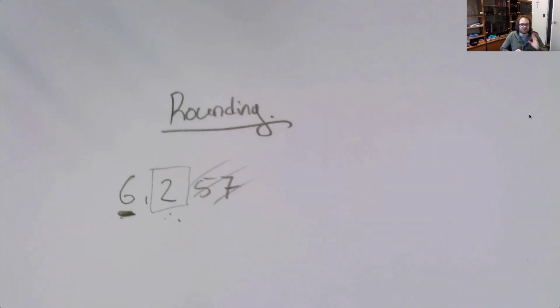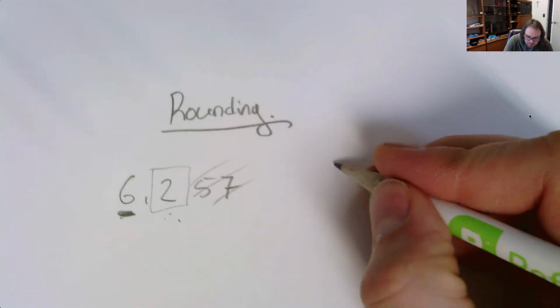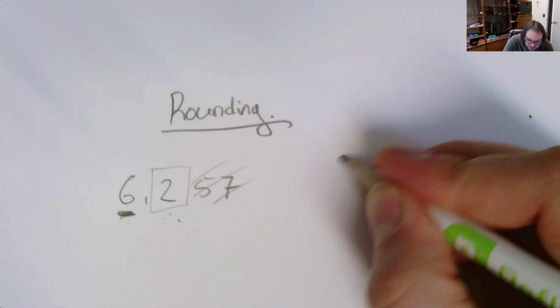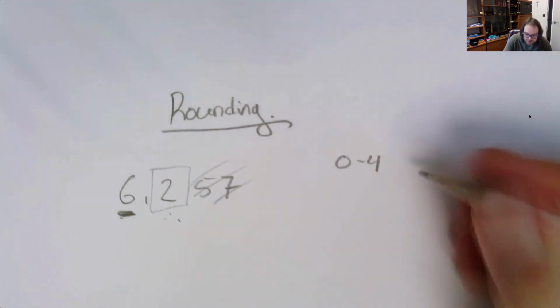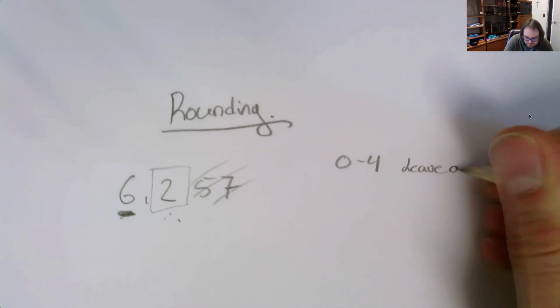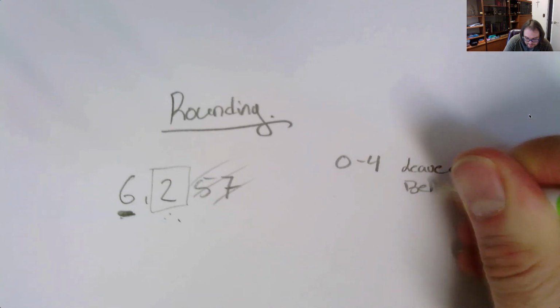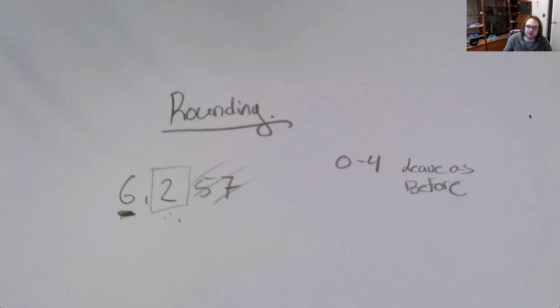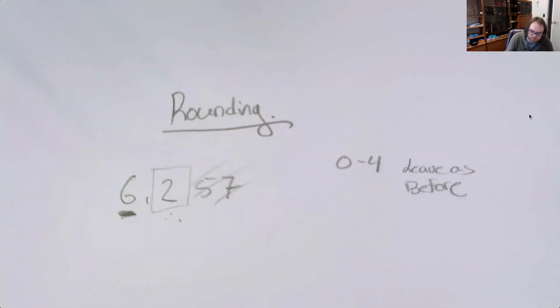Okay, so we're looking at rounding here, okay? Now, here's my rule. I'm going to want you guys to try and memorize this. 0 to 4, we will leave as before. Okay? And then 5 to 9, we're going to move up the number line.